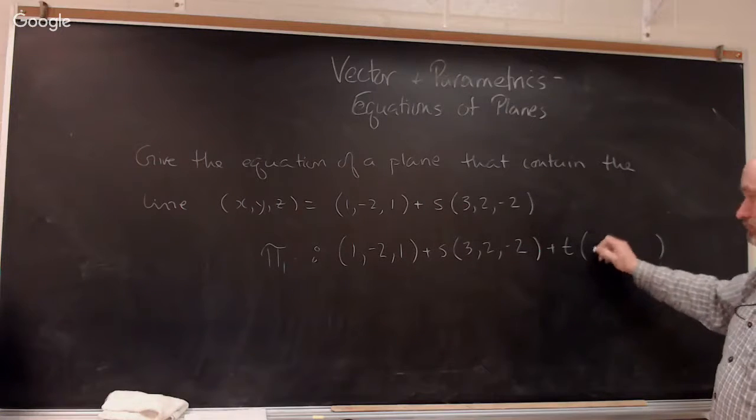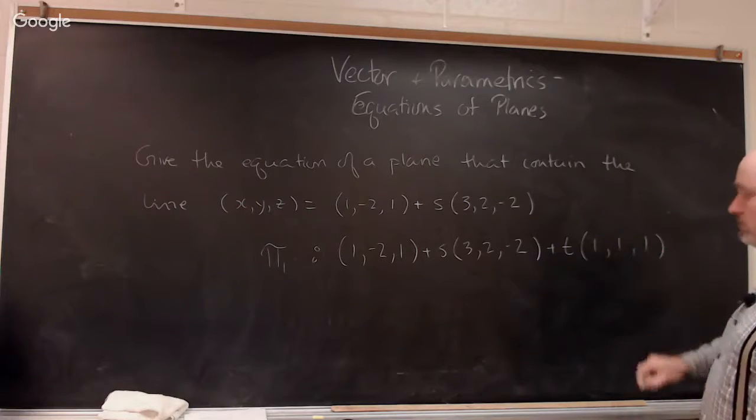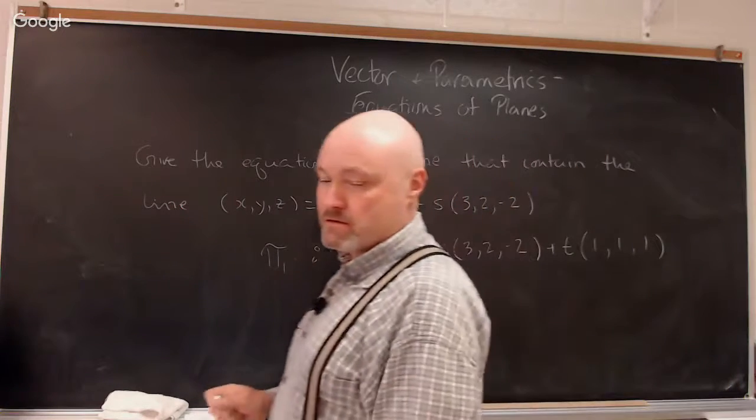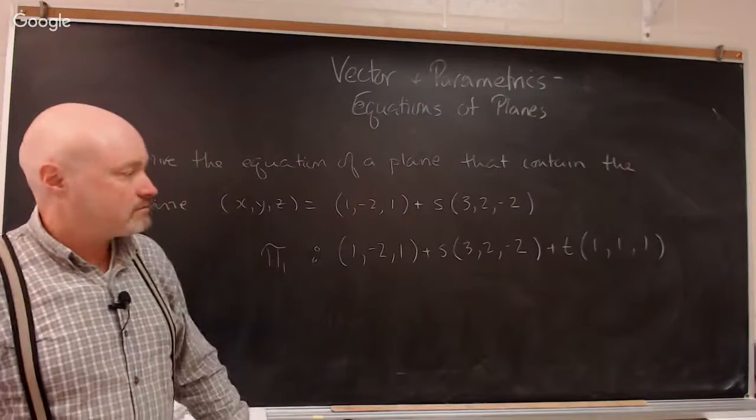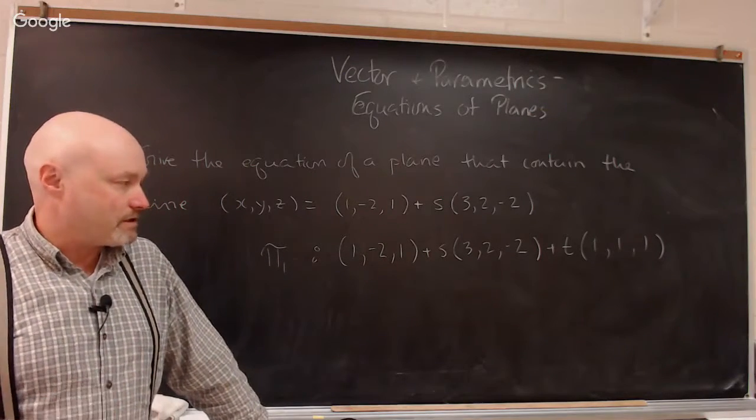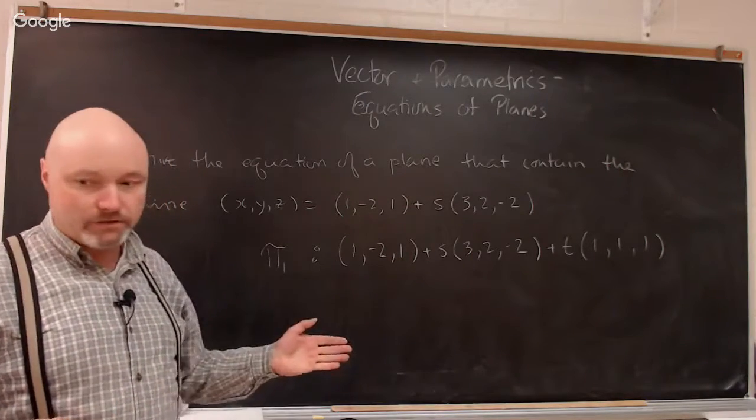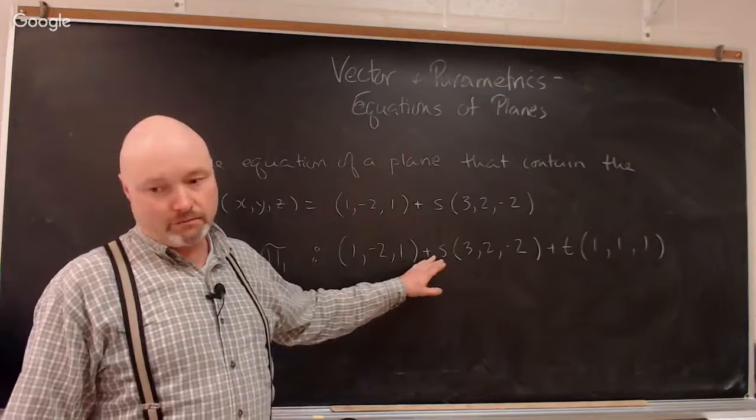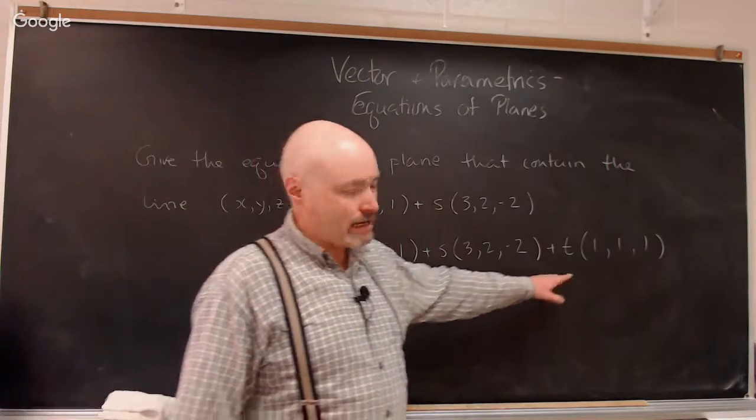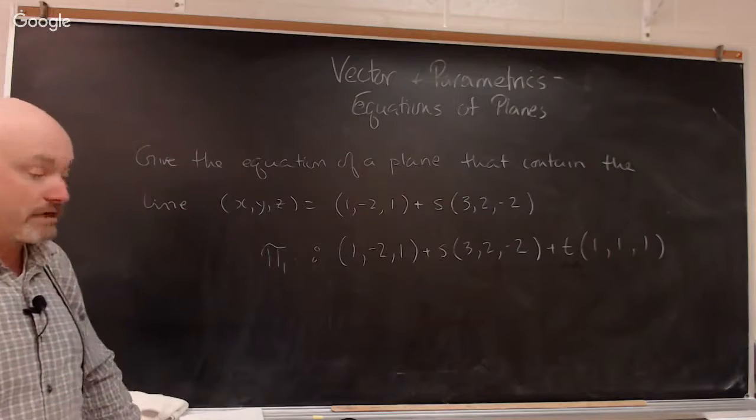Doesn't really matter. Doesn't matter at all, actually. So 1, 1, 1. There we go. We've actually got a plane now that contains this line. And you're absolutely right, there are an infinite number of them. You could pick anything that's non-zero, and that's going to do the trick.